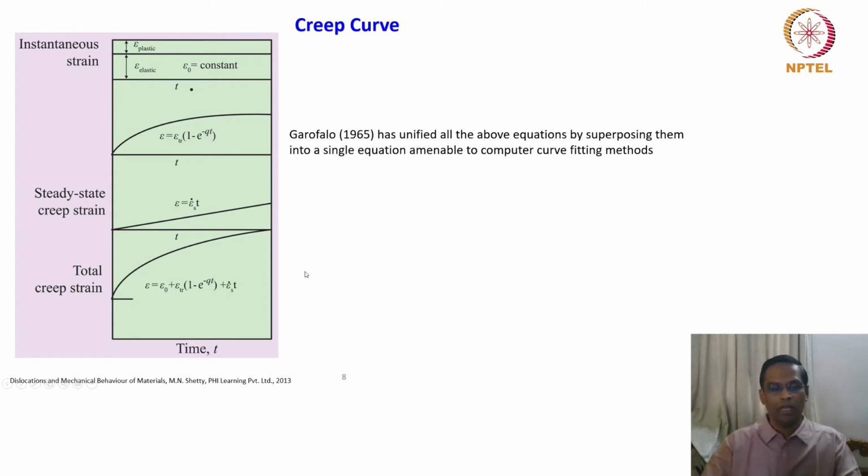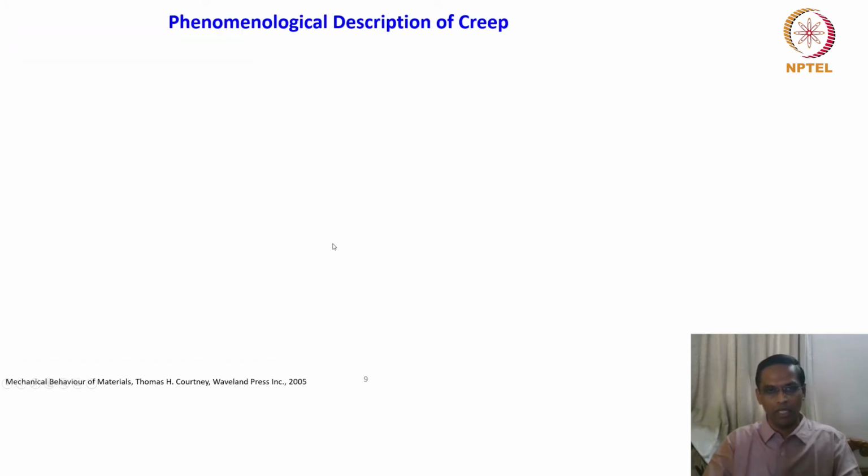But not that every material is going to follow, but these kinds of empirical relations give us an idea of what the critical parameters are which govern this creep deformation, and that's one advantage when you have this quantitative data, though it is semi-empirical or empirical in nature. Okay, now we'll move on to some phenomenological description of creep.